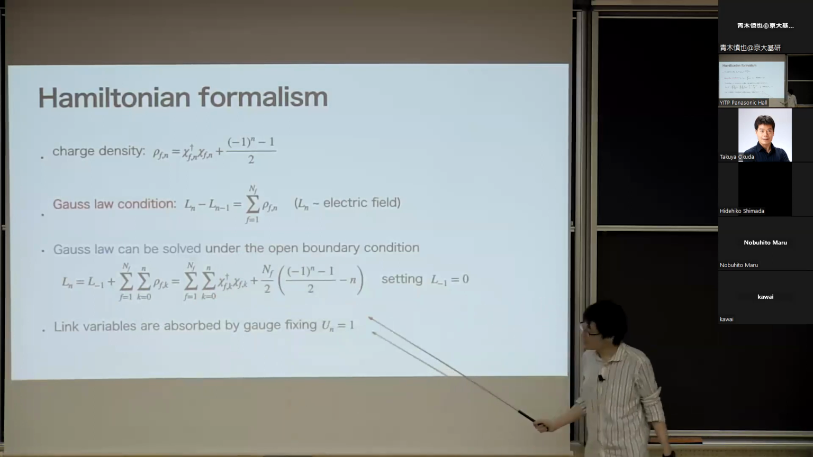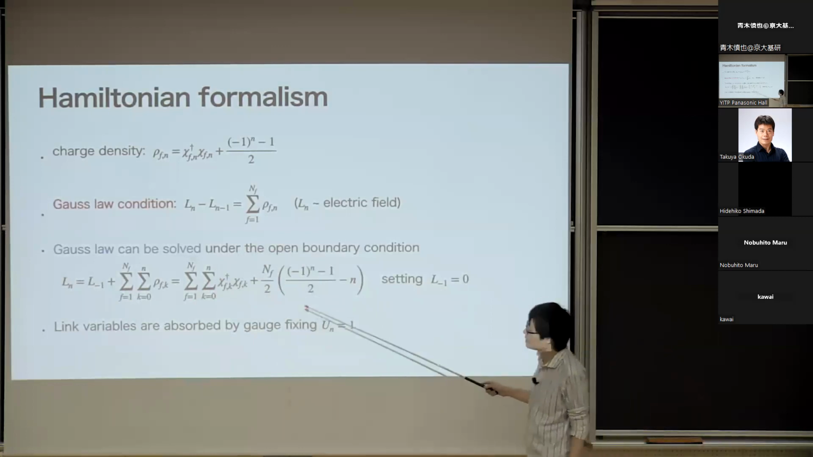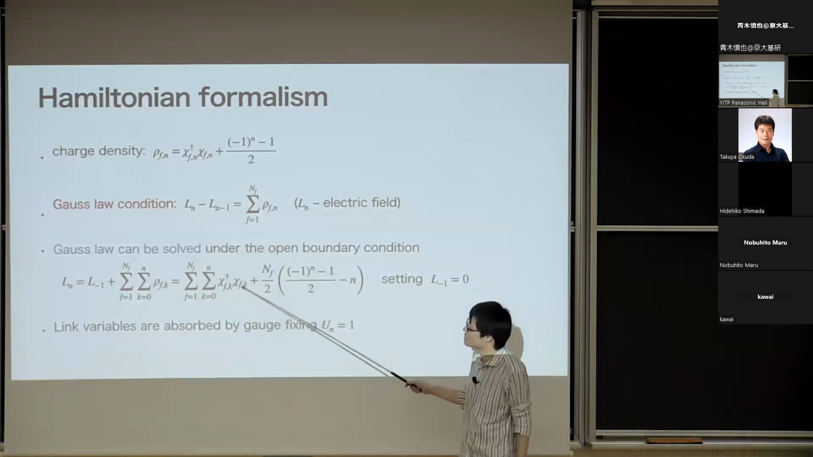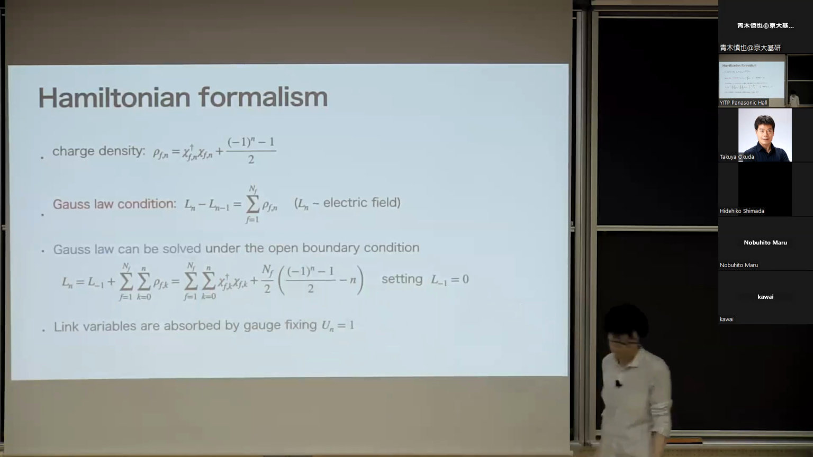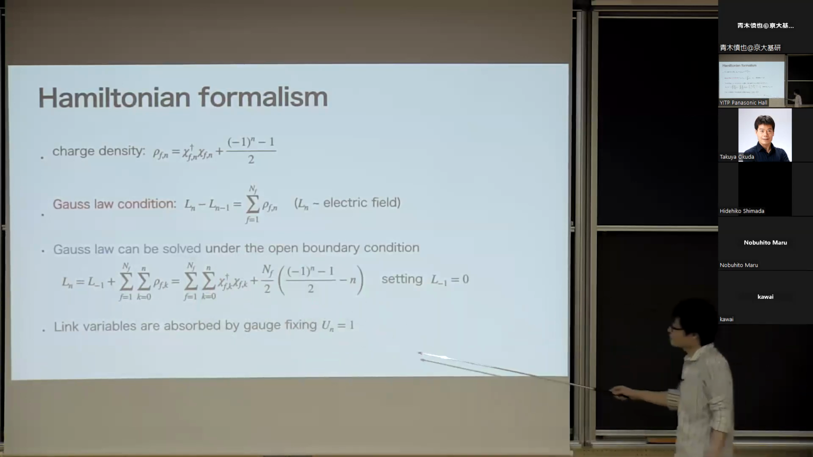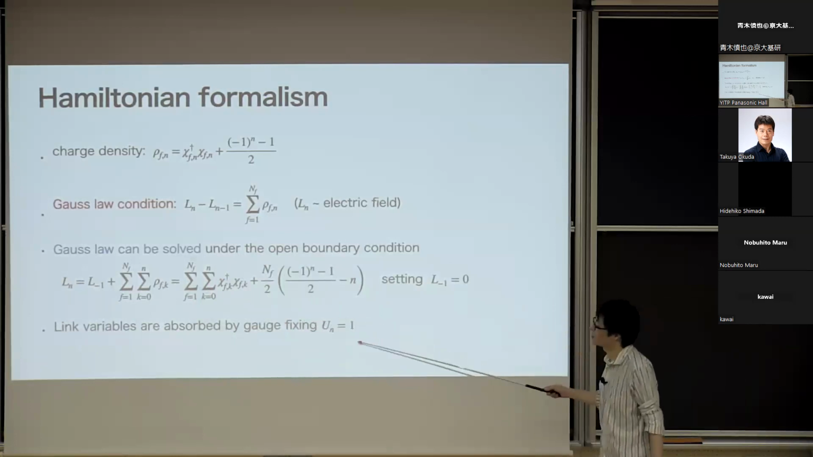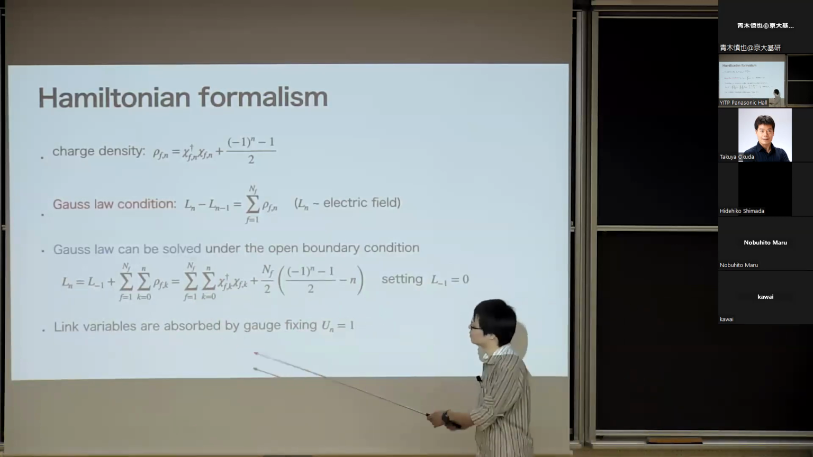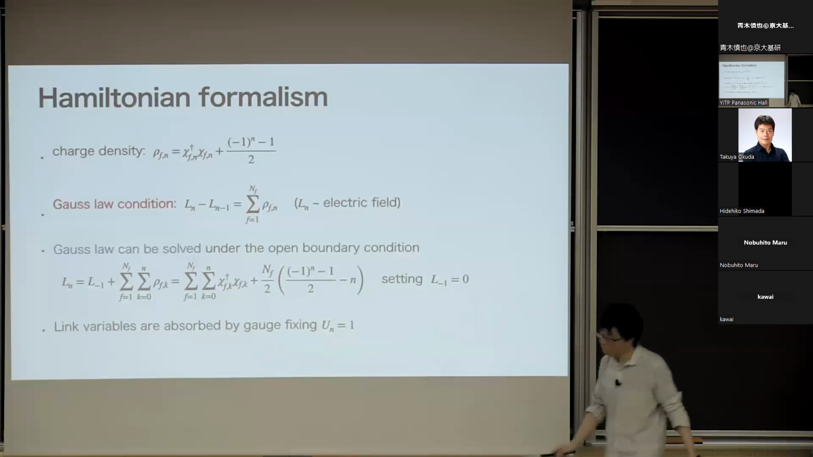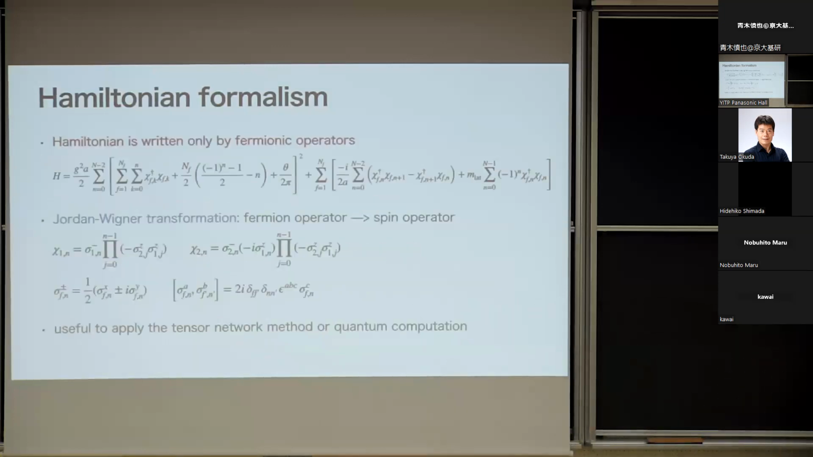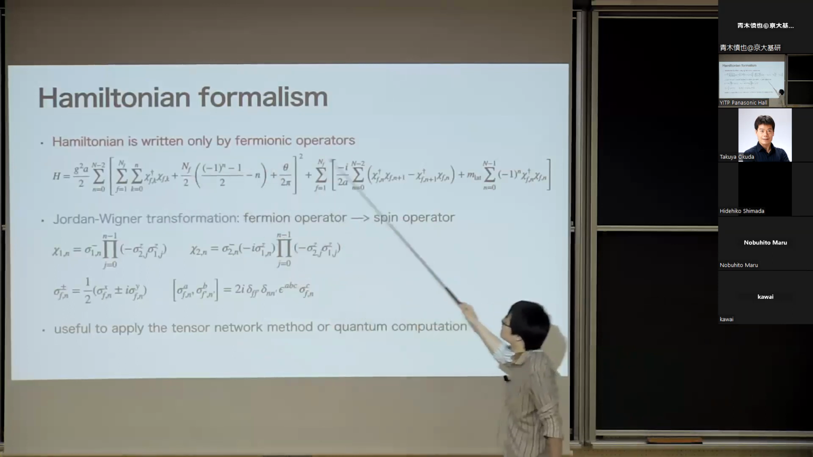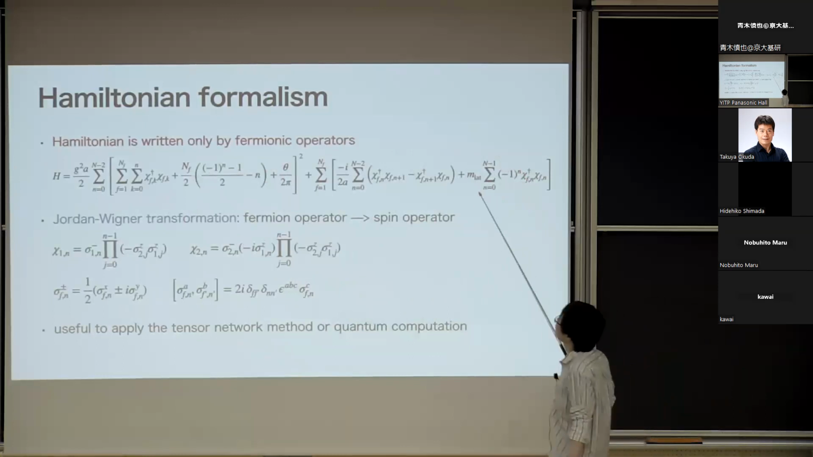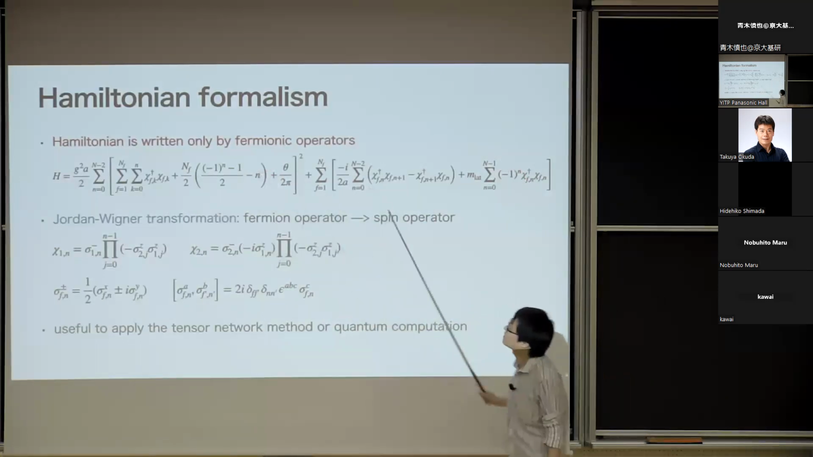Originally the gauge field has an infinitely large Hilbert space, but thanks to this property, the Hilbert space can be finite. And also, the link variable can be set to identity by using the gauge degree of freedom of the U(1) phase. Then the resulting Hamiltonian is just this. There is only staggered fermion, there is no gauge field. So it's very convenient to handle.